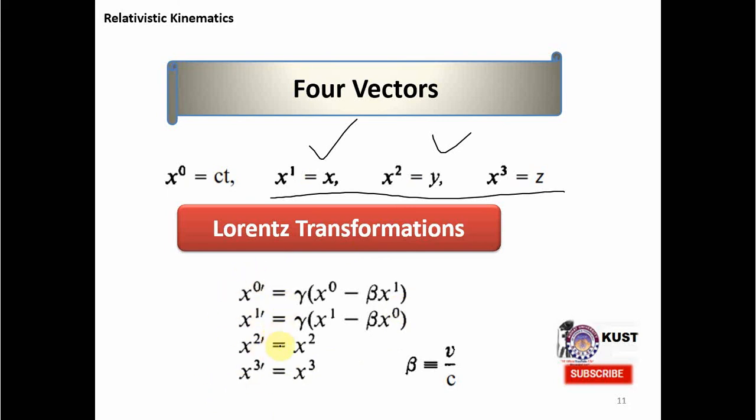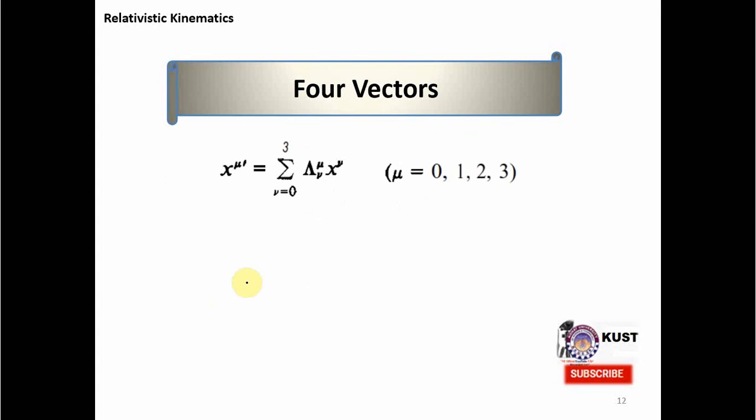These are 4 different equations appearing here, but in this 4 vector notation we can put them into one equation like this. So x mu prime is equal to the sum, where nu goes from 0 to 3, of lambda mu nu times x nu, where mu and nu both go from 0, 1, 2, 3. When you put 0 over here, you get the time component. When you put 1, you get the x component of the space. When you put 2, you get the y component of the space, and when you put 3, you get the z component of the space.